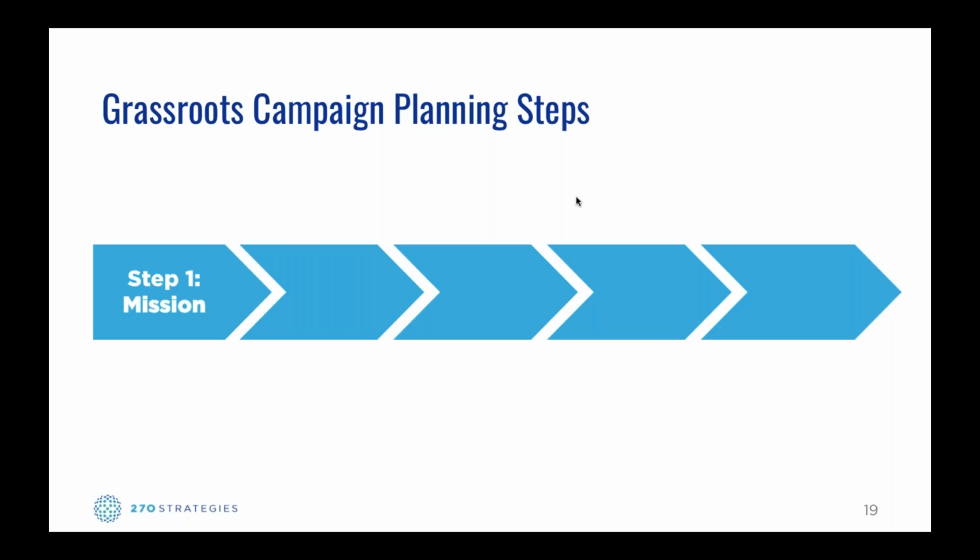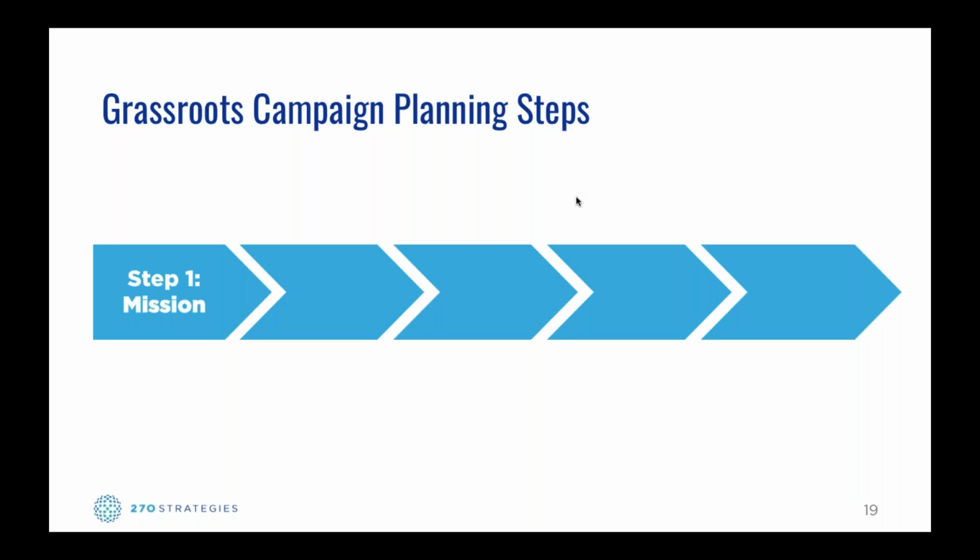There are 5 steps to grassroots campaign planning. The first step is mission. You're always going to start with understanding what your mission is. What is the overarching thing that you're trying to accomplish? What is the change that you want to see in the world? That's your mission. The second step to your campaign plan is your goal. You always want to know your goal, and your goal really is, how are you going to measure success or failure? How are you going to show whether or not you've achieved your mission?